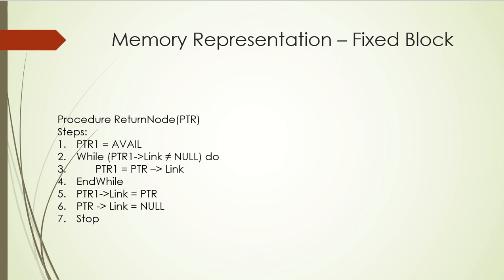Now you have to replace the null pointer of PTR1 to point to the newly added node, the deleted node, which is PTR. So PTR1 is set to point to PTR, and the link field of PTR is set to null because this is now the last node of the memory bank. This is how the return node procedure works. Just like we inserted a new node at the end of a normal singly linked list, you are doing the same procedure here in the case of fixed block.